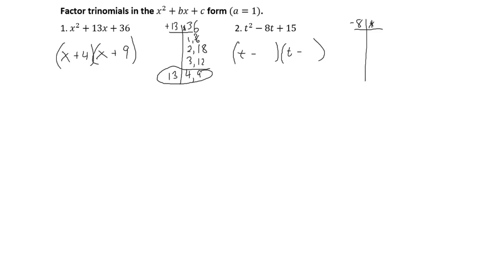And multiply to give us 15. So 1 and 15, that's 16. Nope. So this is negative. We should focus only on the negative ones. Negative 3 and negative 5. And that's what we want. Negative 3 and negative 5.